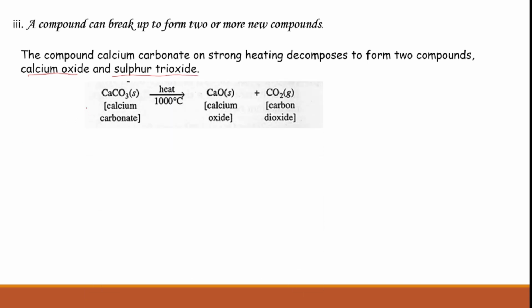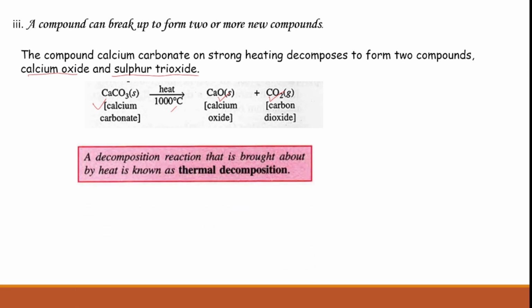Calcium carbonate, CaCO3, when we heat it up to 1000 degrees Celsius, we get calcium oxide and carbon dioxide. Both of these are simple compounds. So a compound may become simpler compounds. These three are the different things that may happen when substances undergo a decomposition reaction.